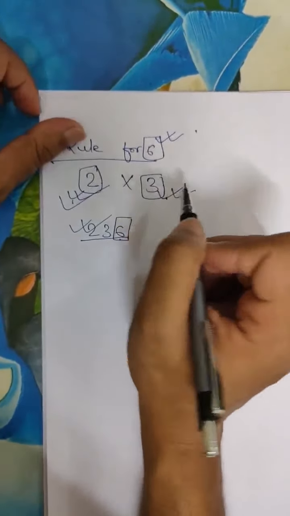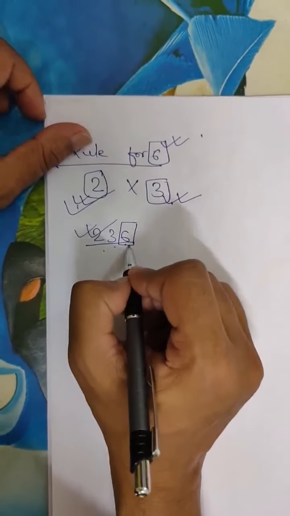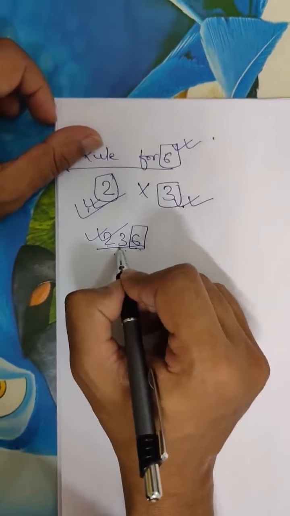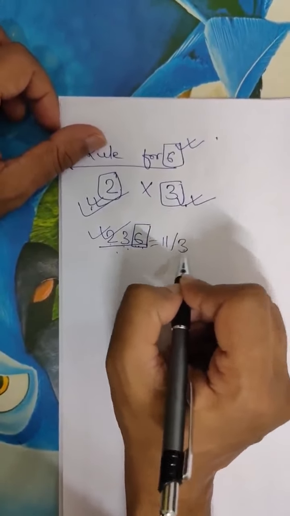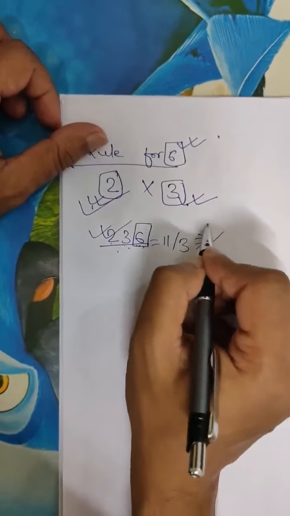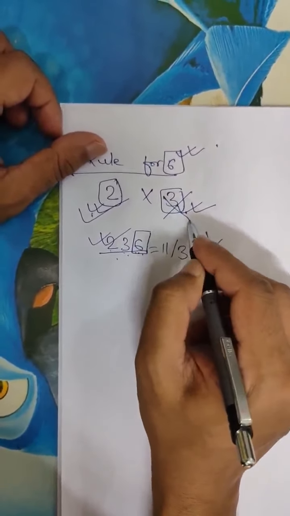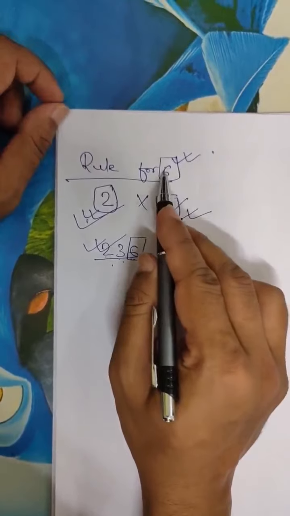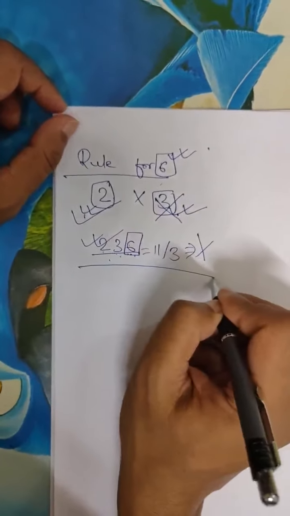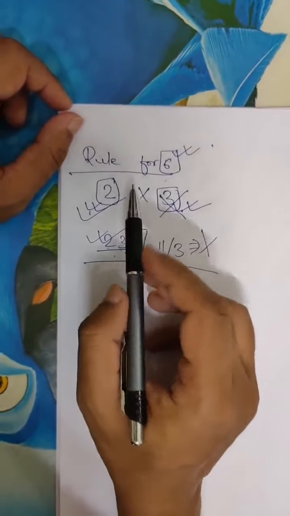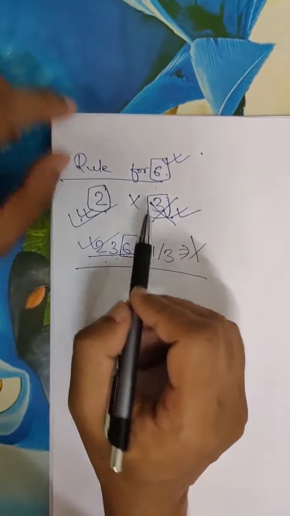If you remember, the rule for 3 is the sum of the digits should be divisible by 3, which is 2 plus 3 is 5, 5 plus 6 is 11. Is 11 divisible by 3 or not? We definitely know it's not divisible by 3. So the rule for 3 is not passed by this number. So this number is not divisible by 6. Okay, this is the rule for divisibility by 6. That is, you have to check for 2 and 3 both.